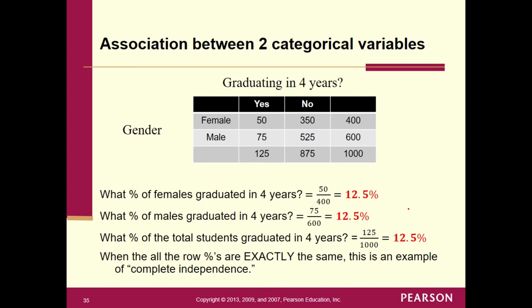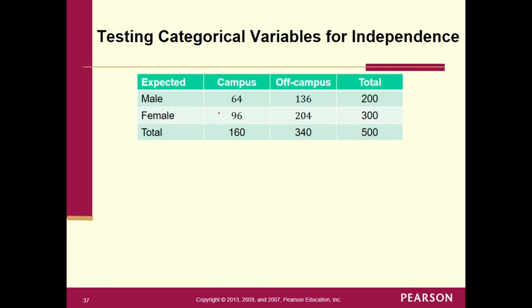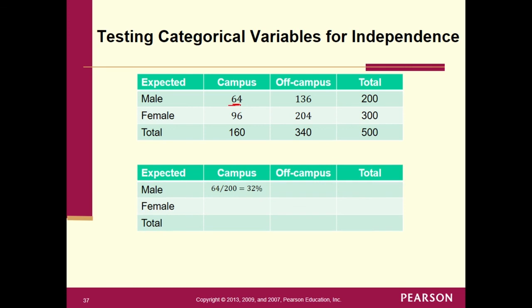And what I want to remind you of is this slide that I showed you before. Okay, this is where we had 12.5% for each one of these here. And what did we say? When all the row percentages are exactly the same, this is an example of complete independence. Okay, here are the expected cell counts again. All right, well, let's go figure out the row percentages based upon the expected. All right, so we would take 64, right? We would start with this guy right here, males. We would take 64 divided by what? 200. We get 32%.